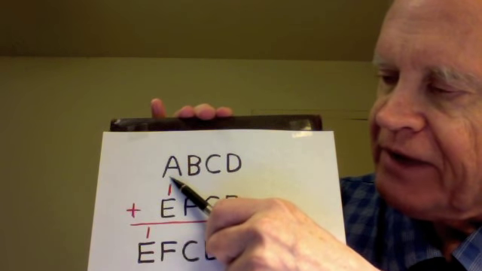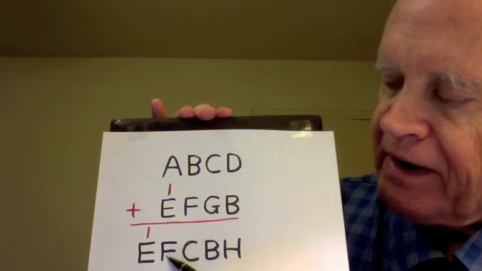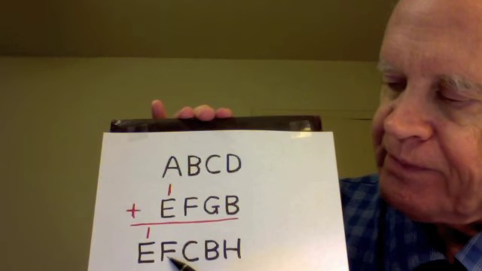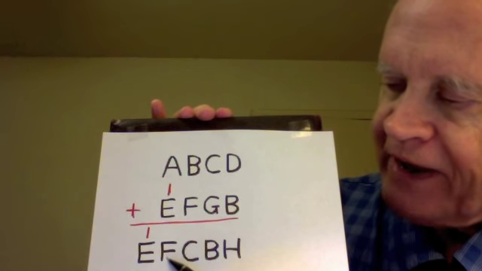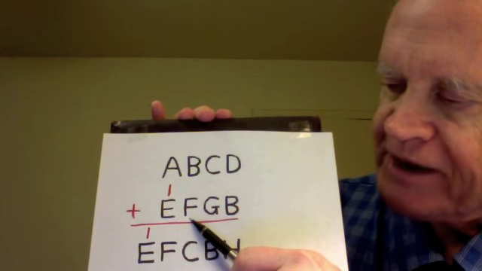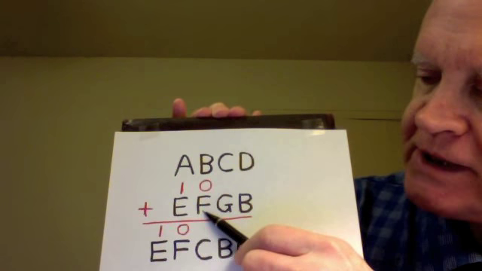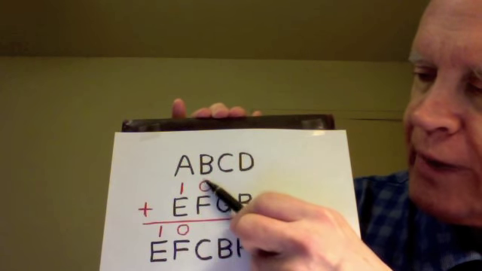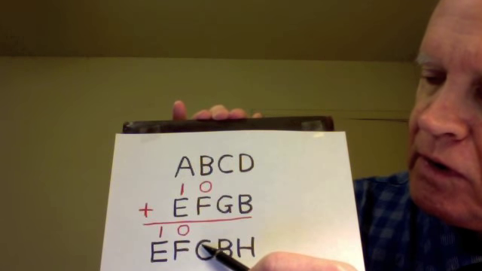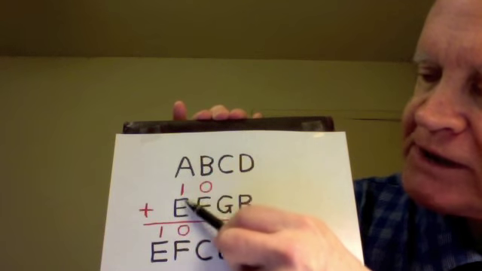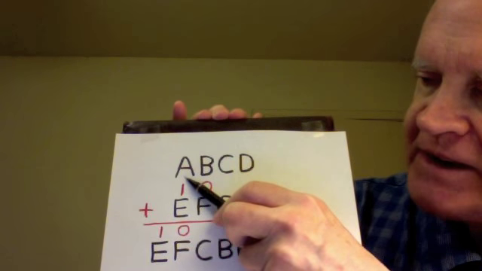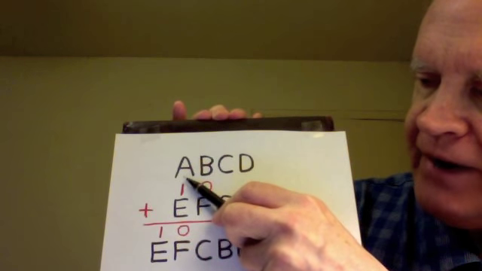And in either event, F can't be 1 because it's already used. So F has to be 0. And that means this F also has to be 0. And because this F is 0, we cannot have anything carried from this column over to the A plus E column. And that means A can't be 8, A must be 9.